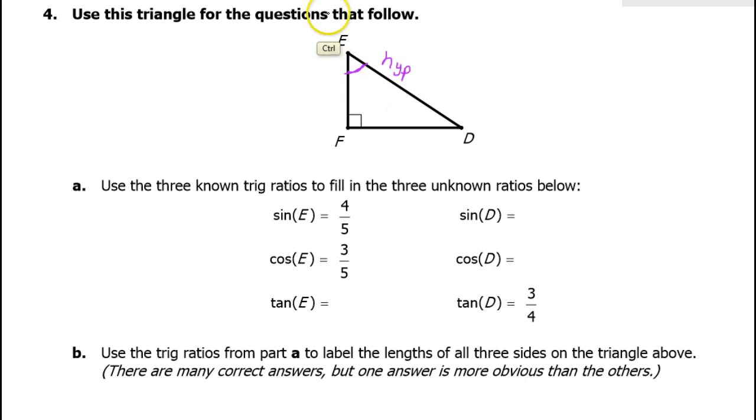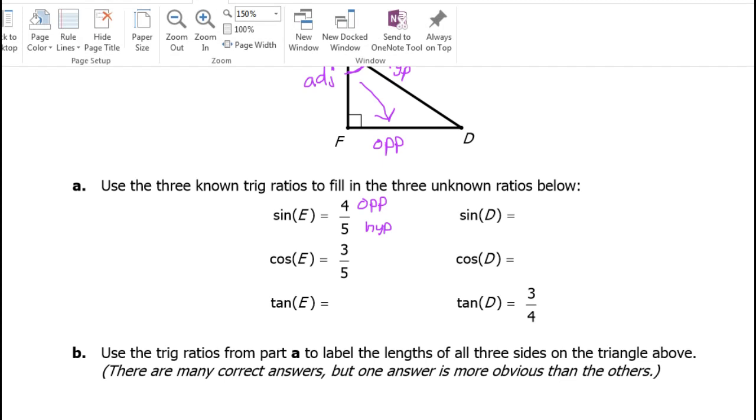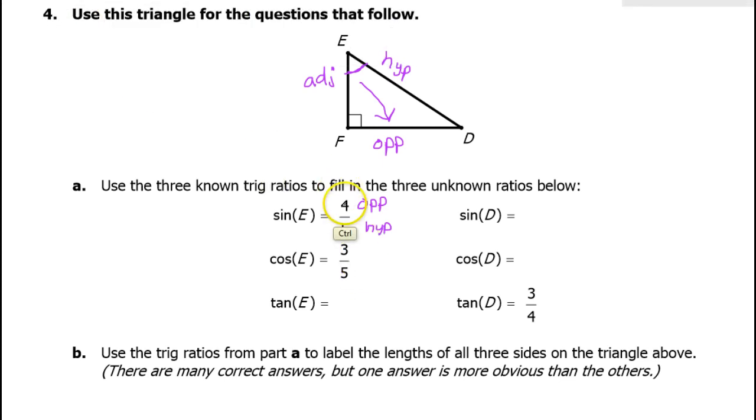So between the remaining 2 legs, see how this leg is right next to angle E? It is adjacent. All right, adjacent means right next to. See how this leg is across from angle E? That means it is the opposite leg. Now, we know that the sine function is opposite over hypotenuse. So that means 4 is the opposite leg. So this should be 4. And 5 is the hypotenuse. So that's going to be 5.